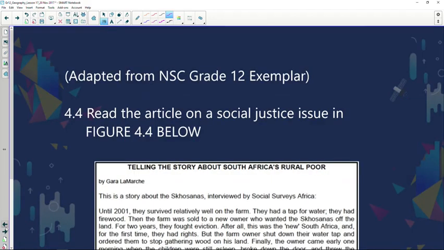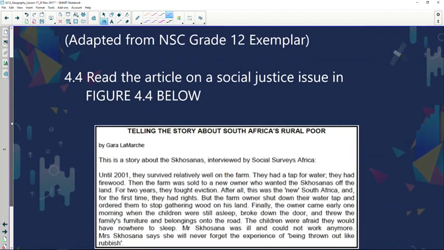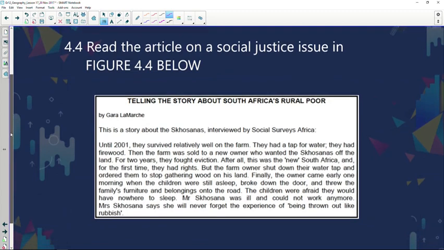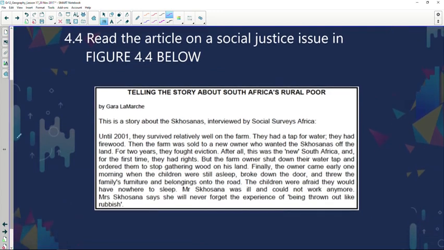Now let's quickly have a look at our next question. Read the article on social justice issues in figure 4.4, telling the story about South Africa's rural poor. Okay. Until 2001, they survived relatively well on the farm. So as you can see, the rural area, mostly farming. They had a tap for water. Now that's what I mean when I talk about service delivery. If you look at the situation over there, they had a tap for water.